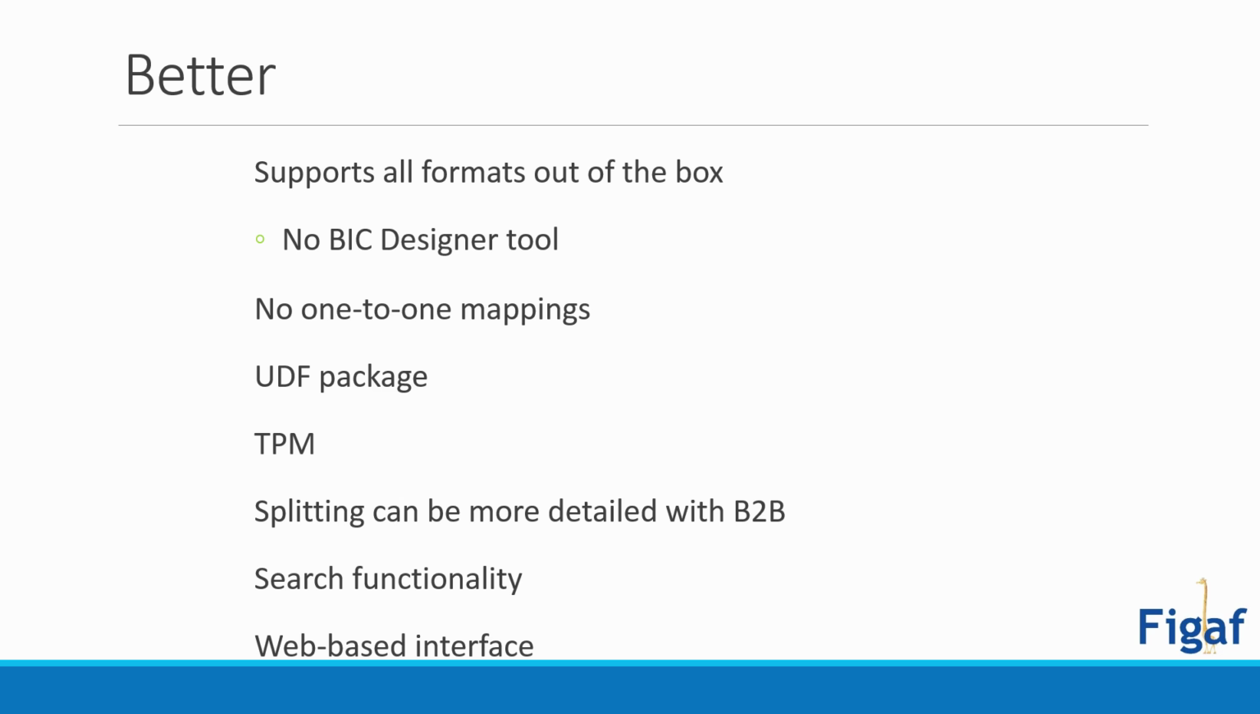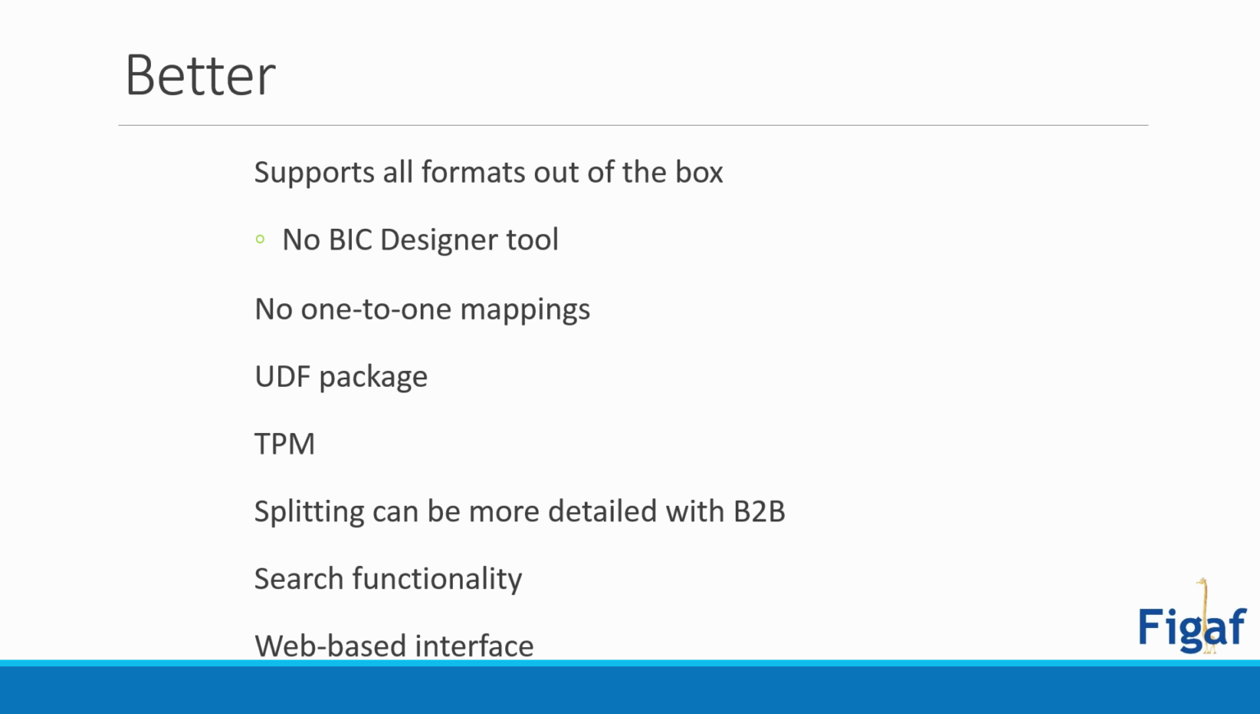The splitting can be done a bit more detailed in the B2B add-on. So in Seeburger, the way you did your splitting is you put in the 997 or the split channel. There you could define a partner number and a mapping, and then if it was accepted or partly accepted, what you wanted to do with those messages. So with that, you were able to add some more functionality.